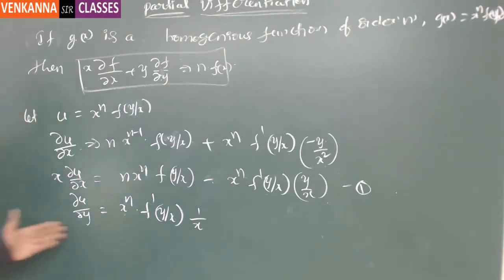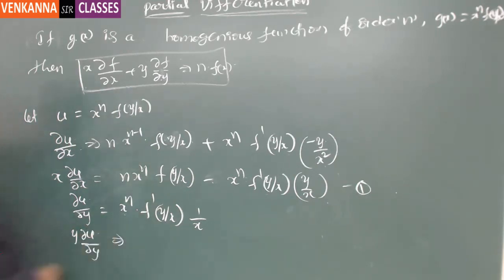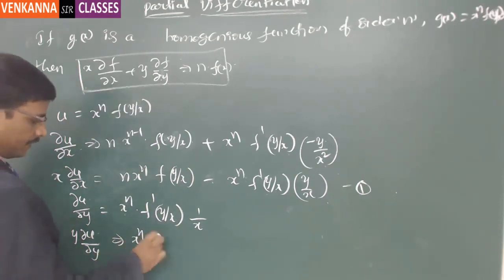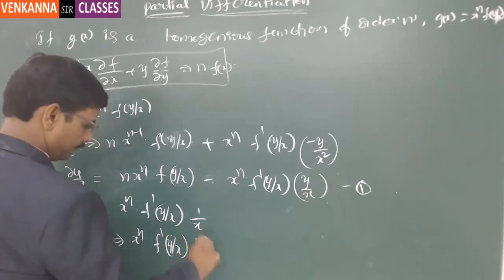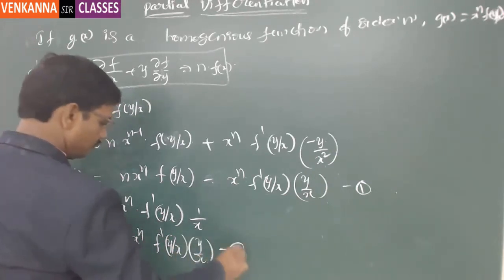Then multiply this entire thing with respect to y. So y into ∂u/∂y is equal to x^n into f'(y/x) into y/x. This is equation number 2.